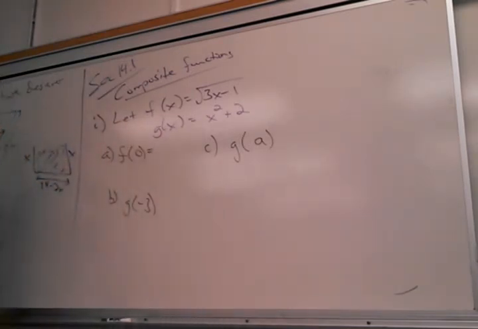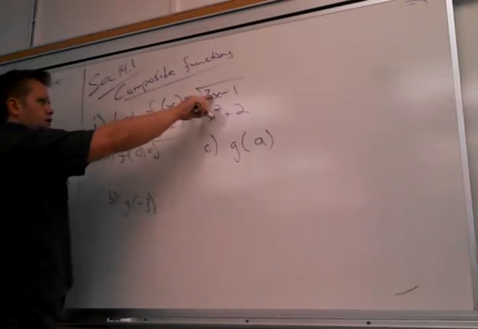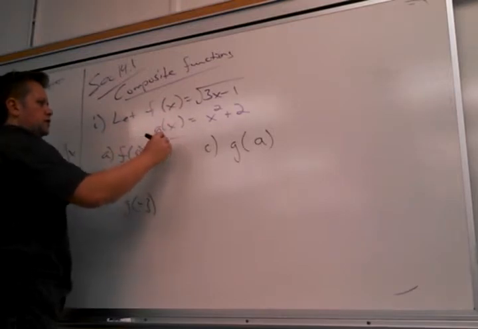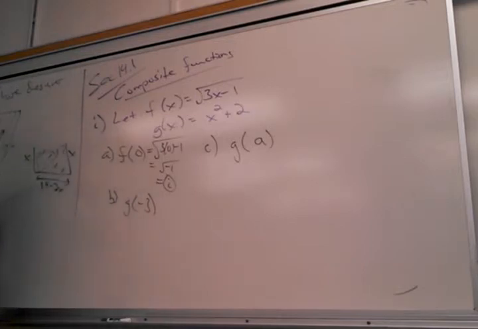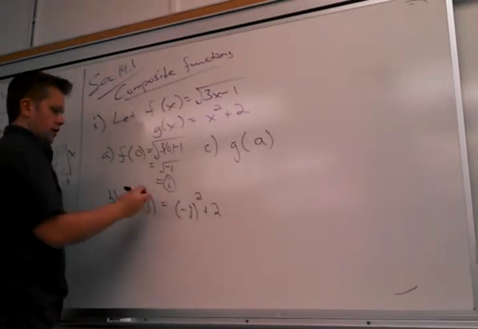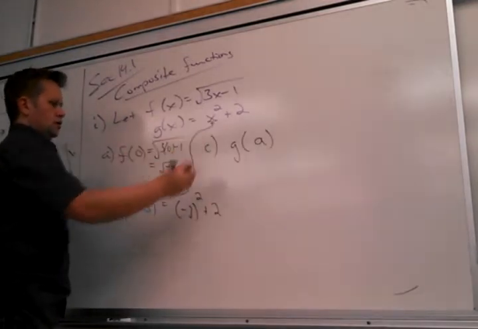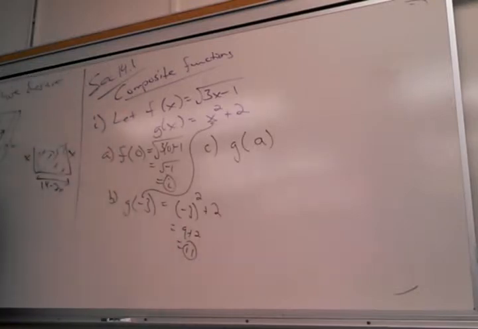Alright, so what's f of 0? You plug a 0 into the function f: 3 times 0 minus 1, the square root of negative 1 is i. What about g of negative 3? When you plug negative 3 in, you square it: 9 plus 2. Function notation is not very weird. It's just substitution.